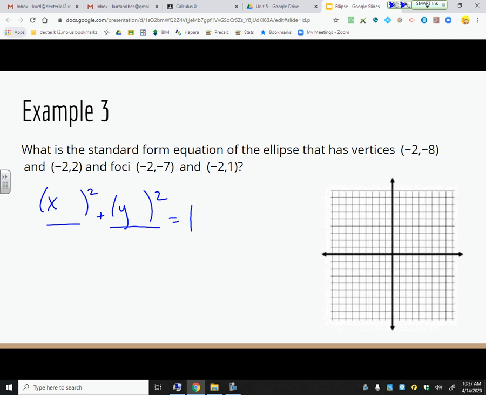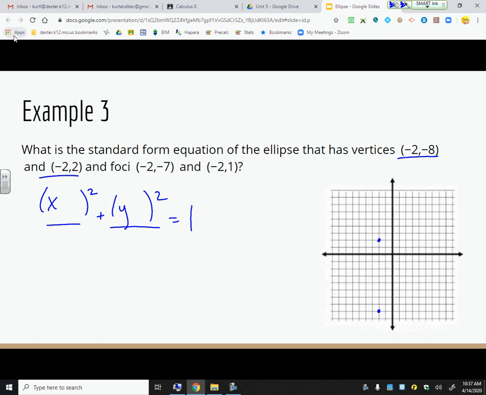So I just need my a, b, h, and k. Standard form that has vertices at negative 2, negative 8, and negative 2, positive 2. Let's think about just what we can get from this information right here.